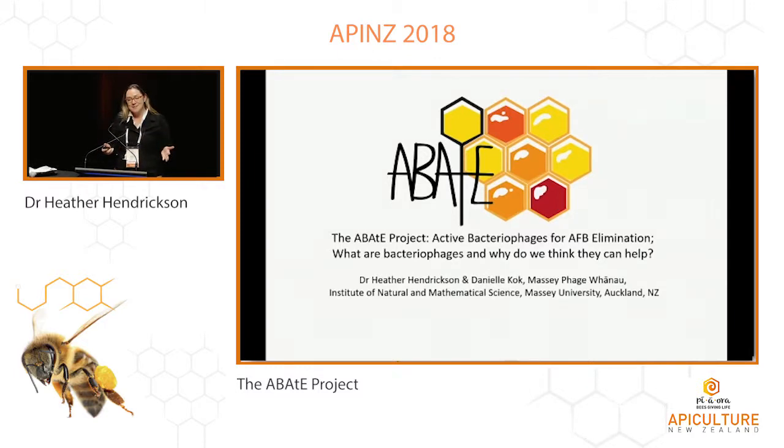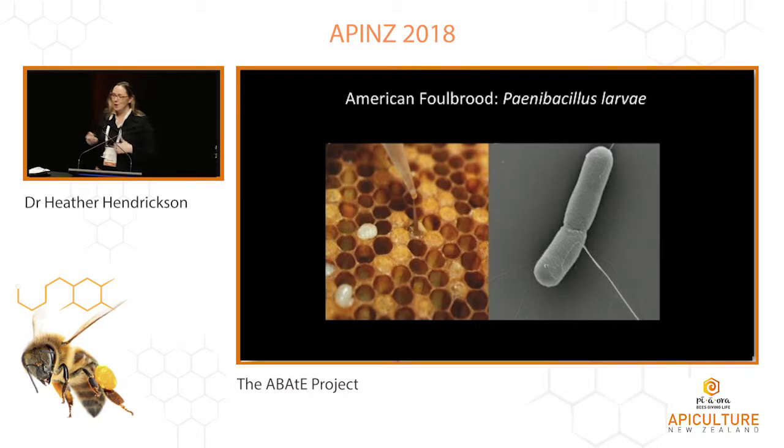So the project is called ABATE, and the idea is that we would like to find bacteriophages that can kill the agent that causes American foul brood, Paenibacillus larvae. As beekeepers, you know a lot about Paenibacillus larvae, and we've heard a lot about the problems we have with it here in New Zealand during the meeting. I'm not going to belabor this point, but the interesting thing about Paenibacillus larvae is that this is a bacterium, and that's key for us.